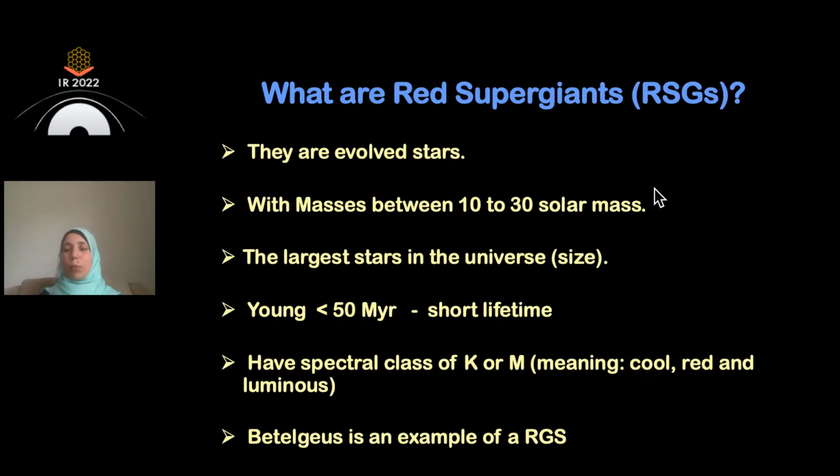They are among the largest stars in the universe in terms of size, and they are young. And that's why this is the important point. That's why when we observe star clusters of red supergiants, we know that those are young clusters, which means that they formed recently. And then they have certain spectral classes like K and M, which means that they are cool and red and luminous. And the point that they are luminous is going to be very important for us because that's how we can actually see them and observe them. And one famous example of a red supergiant is Betelgeuse, which is in the Orion constellation. Maybe many of you are familiar with it.